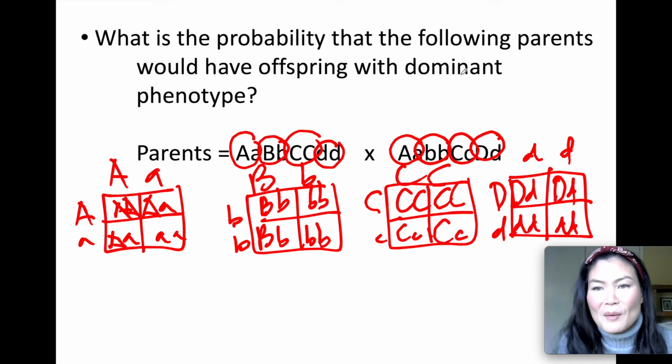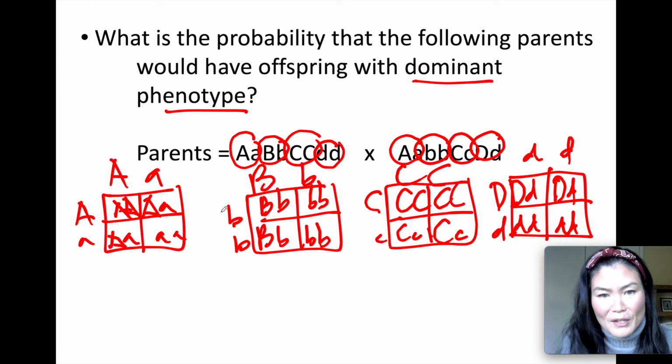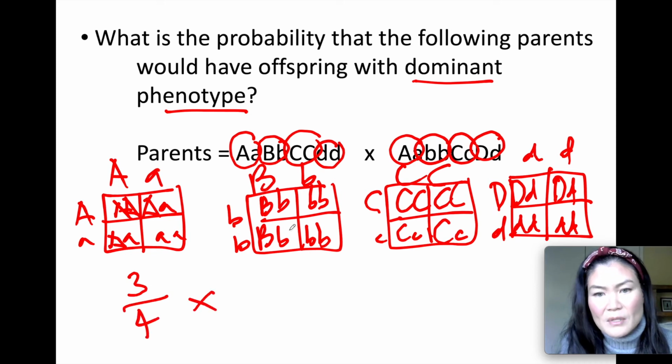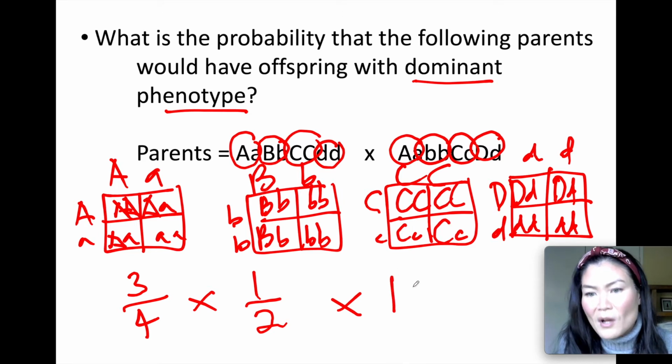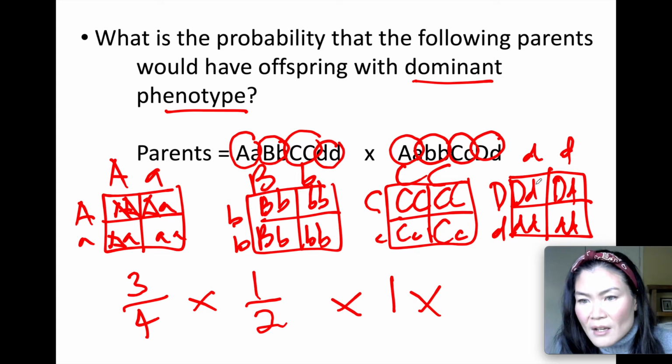Okay. Dominant phenotype. So we're looking for ones that have the big letter, the capital letter, the dominant phenotype. So here, 3 out of 4. Do you guys see that? 3 out of 4. Times, which of these have a big B? 2 out of 4, which is 1/2, right? C's: 1, 2, 3, 4. All. So 4 out of 4, which is just 1. And then big D's: 2 out of 4, which is 1/2.